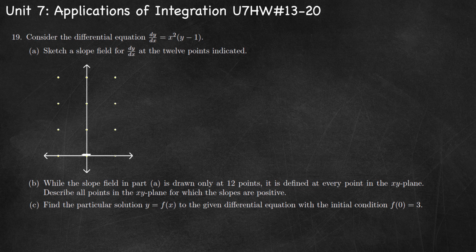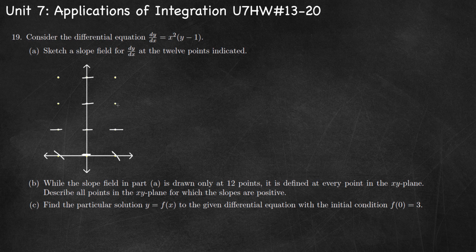At (1, 0), when x is 1 and y is 0, we get a slope of -1. At (-1, 0), we get a slope of 1 times -1, so also -1. At (0, 1), actually anytime x is 0, we're just going to get a slope of 0. So I'll go ahead and fill those in. When x is 1 and y is 1, well, anytime y is 1, we're going to get a slope of 0. So we can fill those two in.